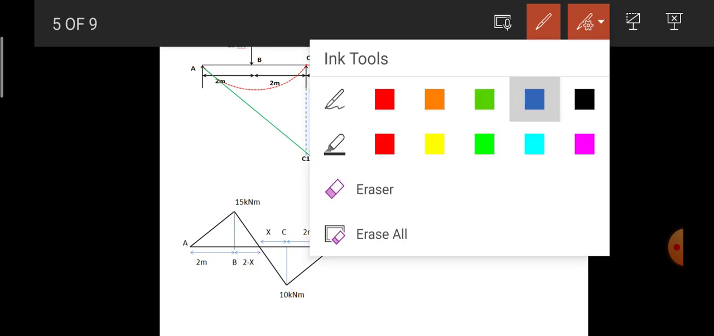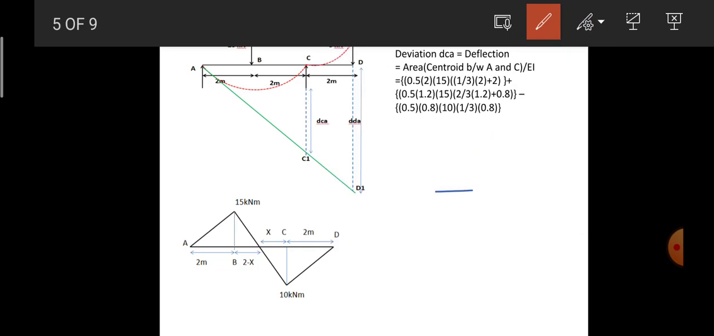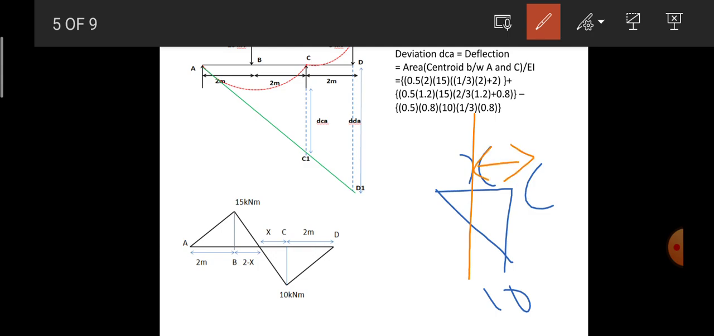And coming on to the third triangle, it is of this fashion, x, and this is 10, and this is point C. So here if I just draw the centroidal axis, from C it is 1/3 of the value of x. So the area will be equal to half into base is 0.8, and height is 10, multiplied with the centroidal distance as 1/3 of x.